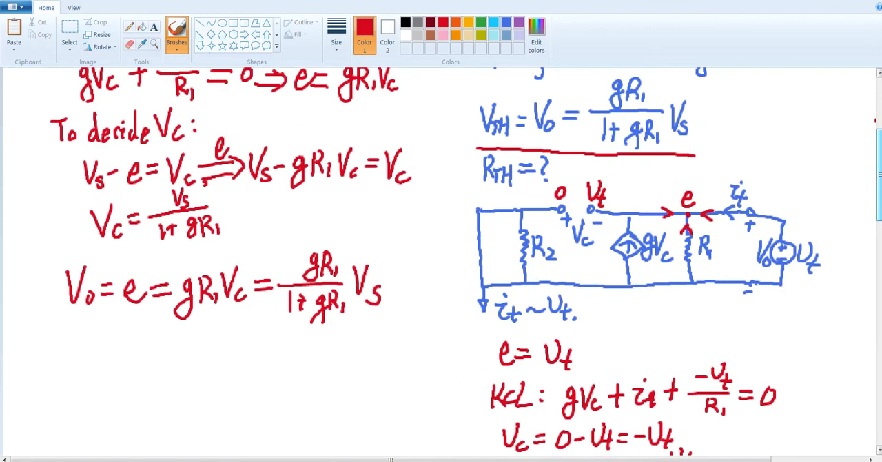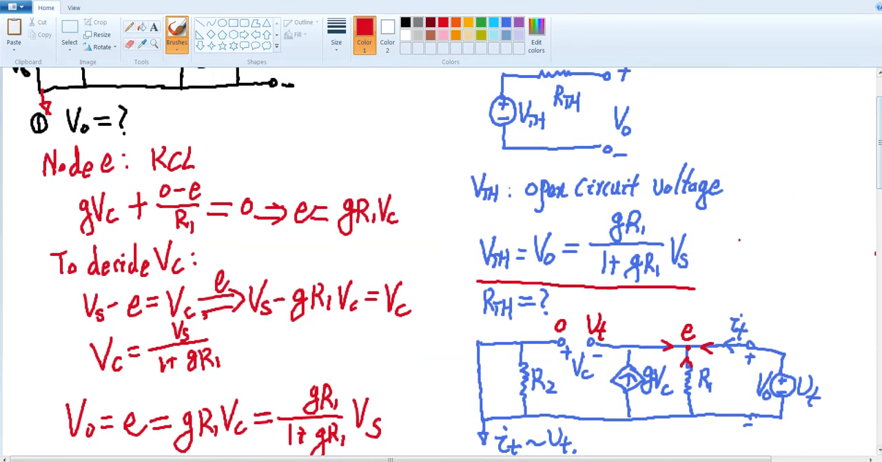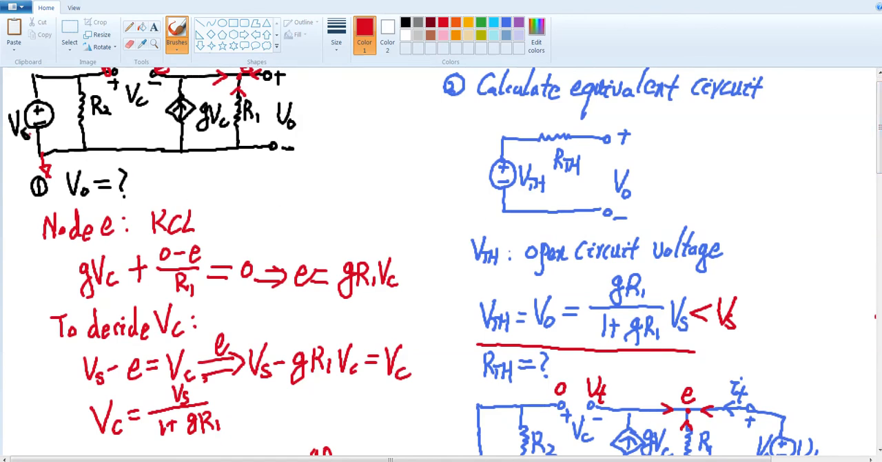Before we end this example, let's focus a little bit more on the value of the Thevenin voltage and Thevenin resistance. If we look at Thevenin voltage, it's GR1 divided by 1 plus GR1 times Vs. It's easy to see this is smaller than Vs. So this means if your input is Vs, the output is even smaller than the input. So this means the voltage gain is smaller than 1. So it does not amplify the voltage.